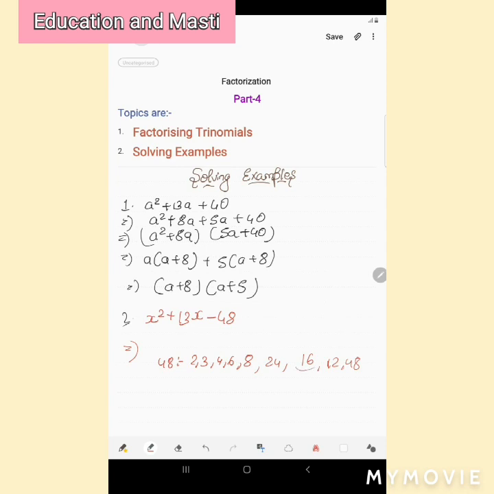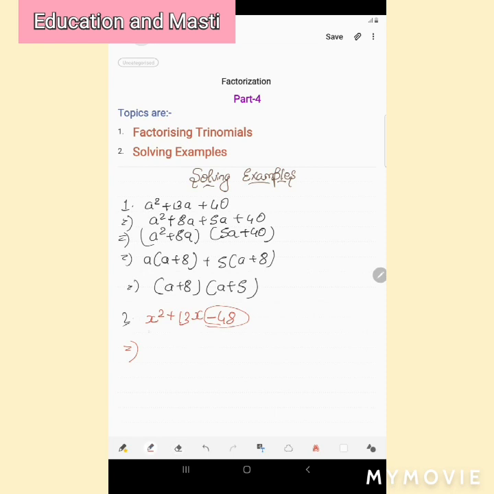So 16, how much will you multiply with 16 to get 48? 16 threes are 48, and when you see minus 48 written here, we will write 16 minus 3. So 16 minus 3 gives 13, and then 16 into minus 3 gives minus 48. So here we got how we have to apply the trick.